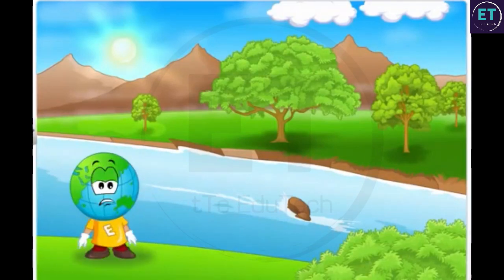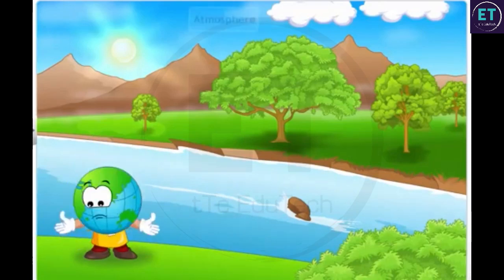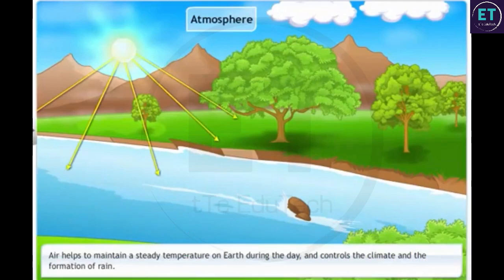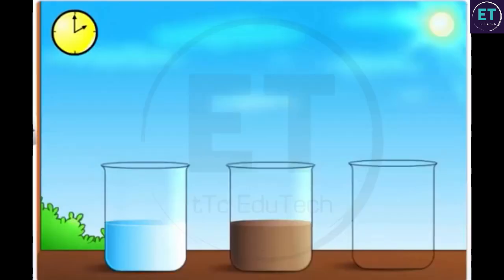I couldn't live without oxygen or carbon dioxide. I'm sure there is more that air does for us. That's right. Air helps to maintain a steady temperature on Earth during the day and controls the climate and the formation of rain. Let's see how.